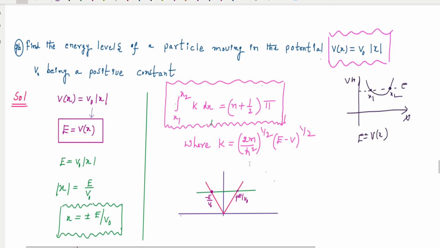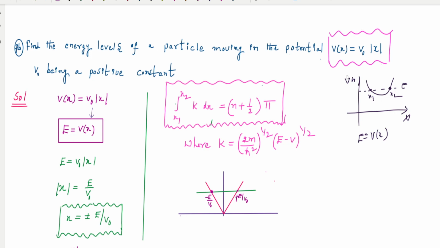Hello. Today we are going to discuss a few problems based on applicable approximation methods. So, find the energy levels of a particle moving in the potential V of x equal to V naught modulus of x, where V naught is a positive constant. This is what they are giving as the potential energy.